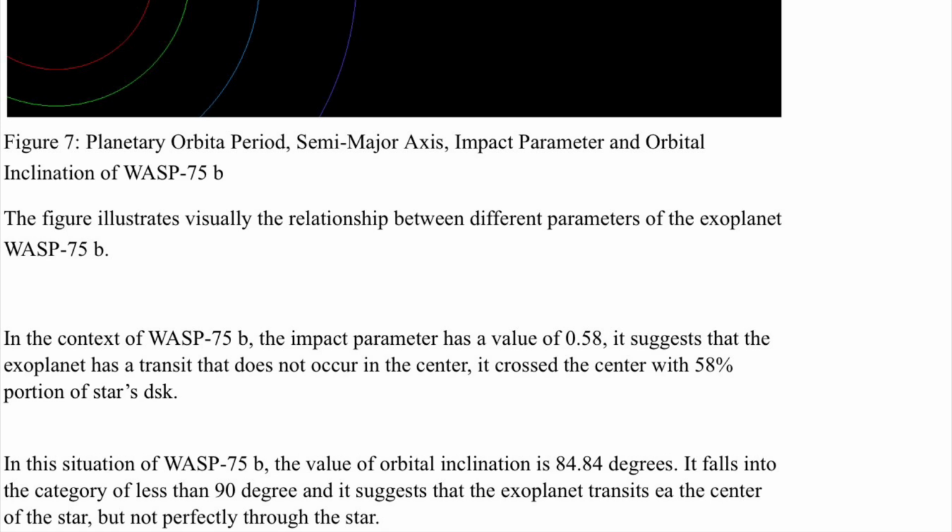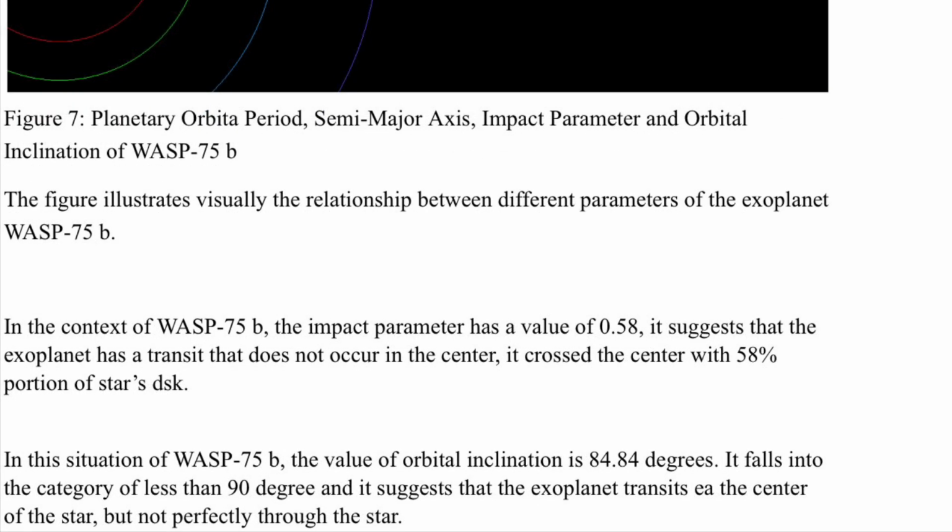The impact parameter b is the minimum projected distance between the center of the star and the center of the exoplanet during a transit. In other words, it measures how centrally an exoplanet transits in front of its star. The range of the value b is from 0 to 1. When b equals 0, the exoplanet transits directly through the center of the host star. When b is between 0 and 1, the exoplanet transits partially through the center, and when b is bigger than 1, no transit occurs. The exoplanet misses the host star entirely.